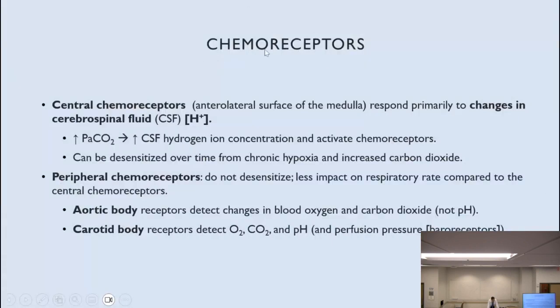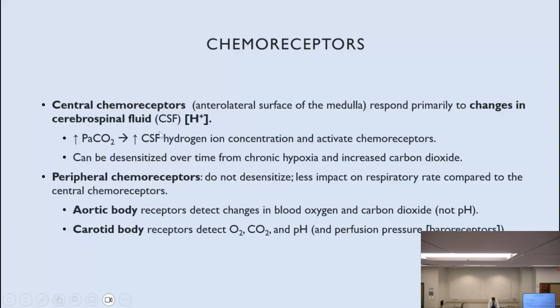It's very important to understand the response to chemoreceptors to different chemicals. We have central chemoreceptors located in the brain stem, detecting the composition of the cerebrospinal fluid, and we have the peripheral chemoreceptors located in the aortic and carotid bodies. Notice that there are some differences between them. For example, the central chemoreceptors normally sense the changes in the cerebrospinal fluid hydrogen concentration, so they are measuring the pH. Every time we have CO2 retention, that produces a respiratory acidosis. That leads to an increase in the hydrogen concentration in the cerebrospinal fluid, and that makes these central chemoreceptors fire signals to the respiratory center, so we have a deeper and faster respiratory rate.